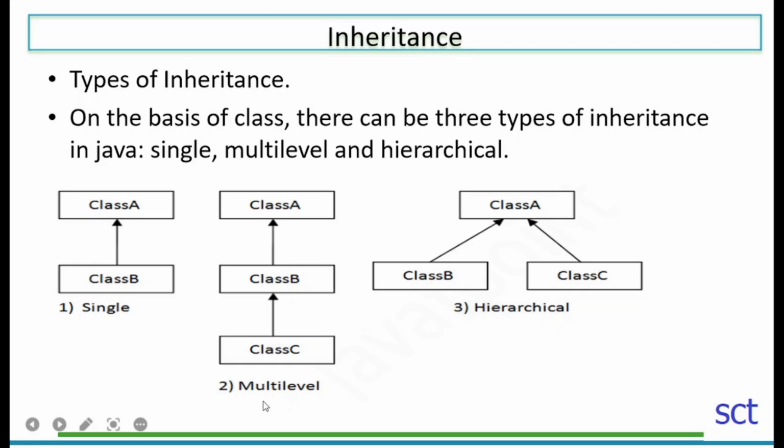Then you have multi-level inheritance. So you have class A and class B, where class B is derived from class A and class C is derived from class B. So this is called multi-level inheritance. In hierarchical inheritance, you have class A, and class B and class C are both derived from class A only.